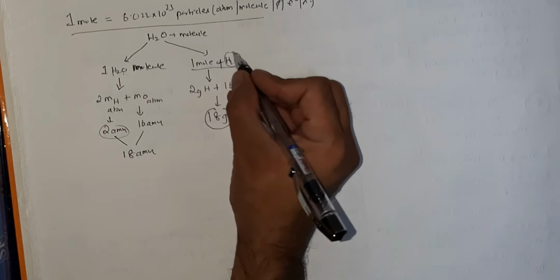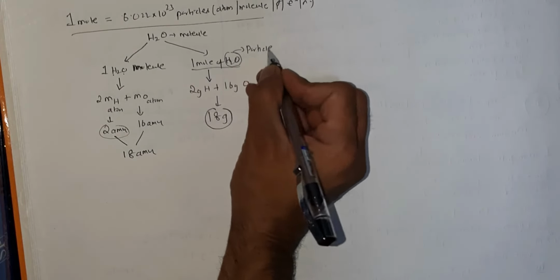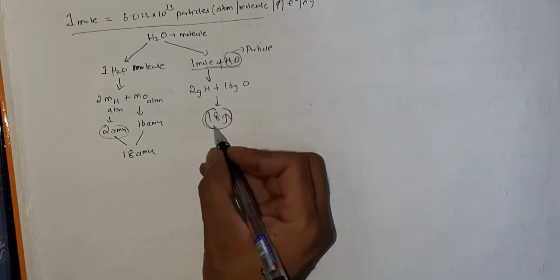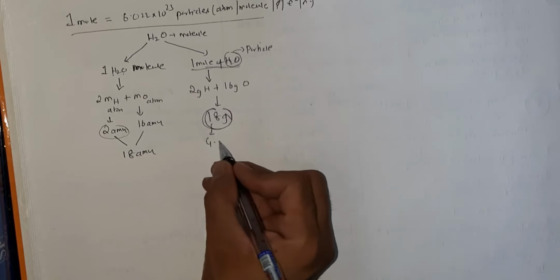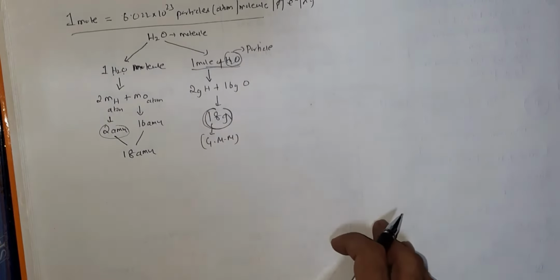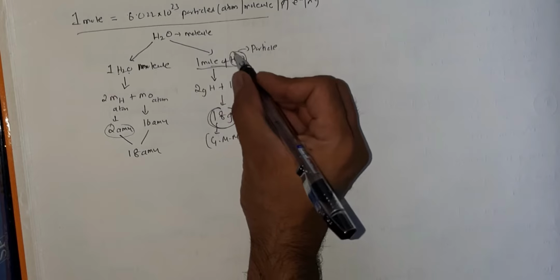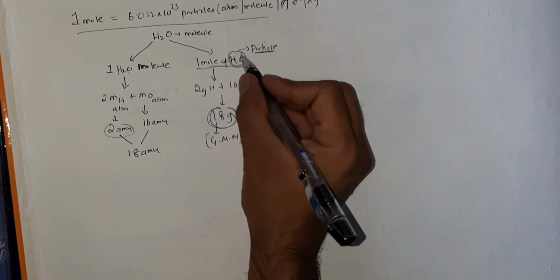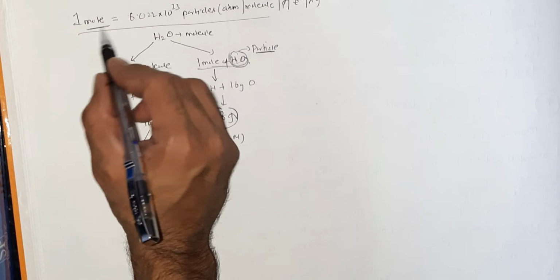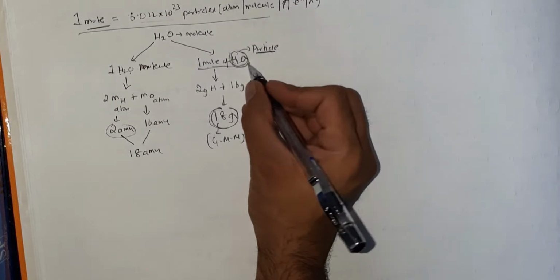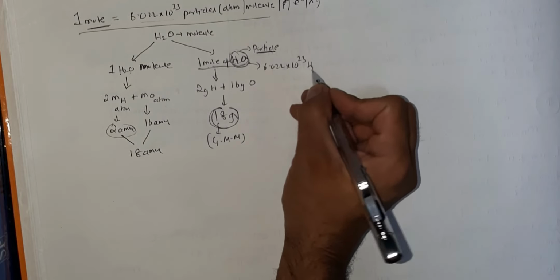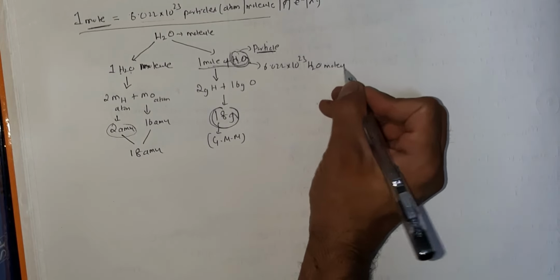Now your H2O is a particle. Okay, so 18 gram is 1 mole of H2O. So now this 18 gram will be called gram molecular mass. Called what? Gram molecular mass. And in case of H2O, H2O is a single particle. If I say 1 mole of H2O, 1 mole of any particles consists of how many? 6.022 into 10 raised to 23 H2O molecules in it.